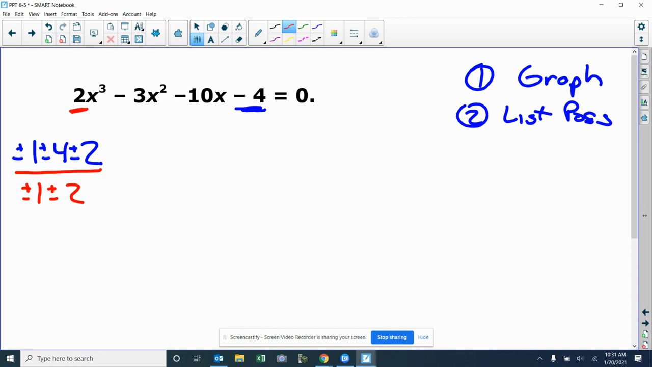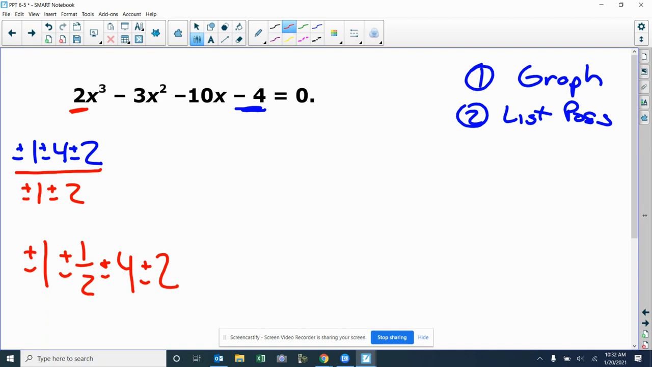What does number 2 say? List the possibilities. It's not real clear there, is it? So what are my possibilities? 1 over 1 would be plus or minus 1. 1 over 2 would be plus or minus a half. 4 over 1 would be plus or minus 4. 4 over 2 is plus or minus 2. 2 over 1 is plus or minus 2, but I already have that one. I'm not going to write it again. 2 over 2 is plus or minus 1. I already have that.